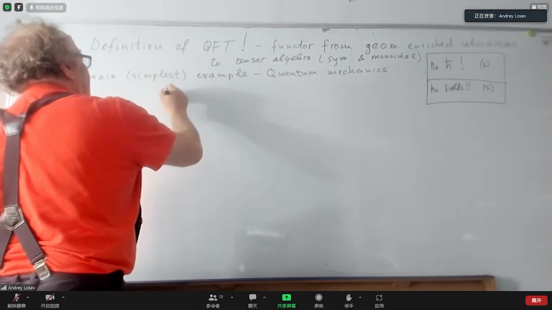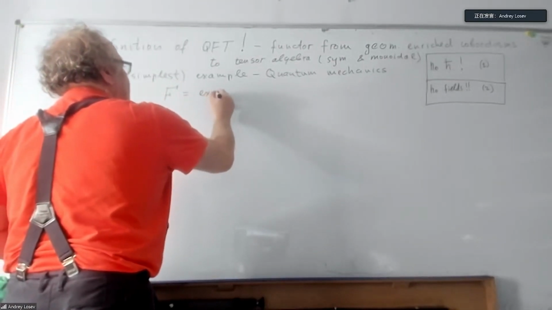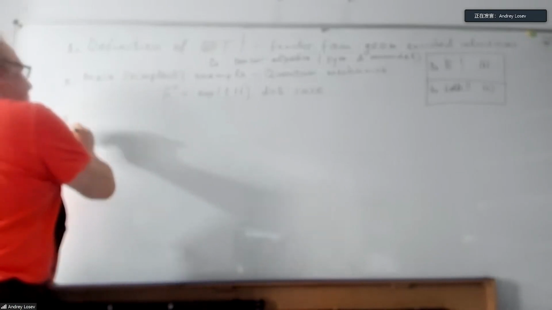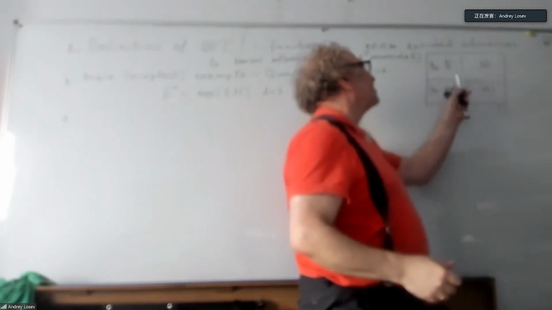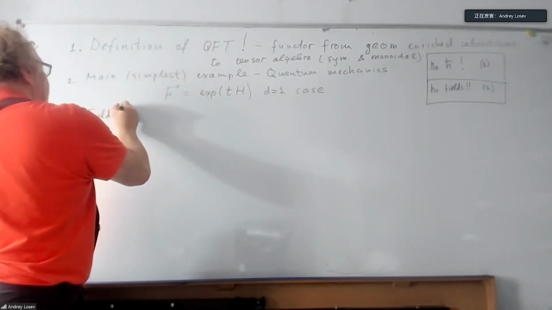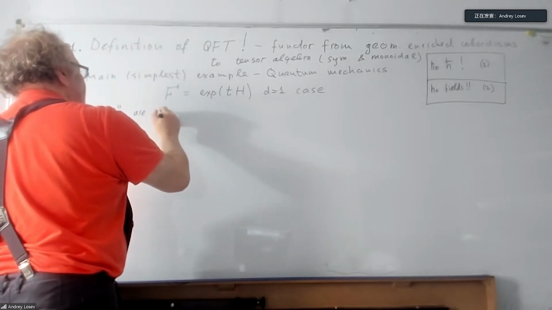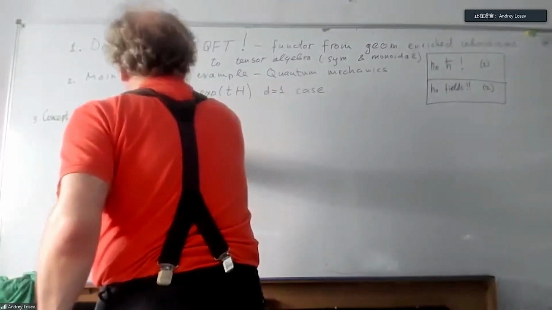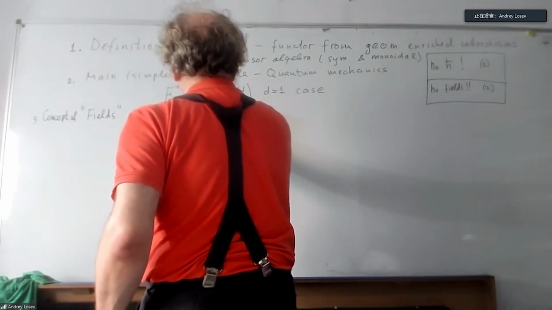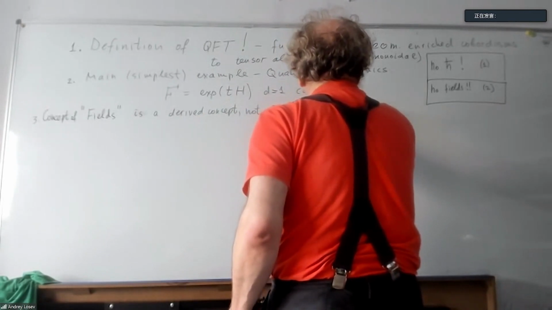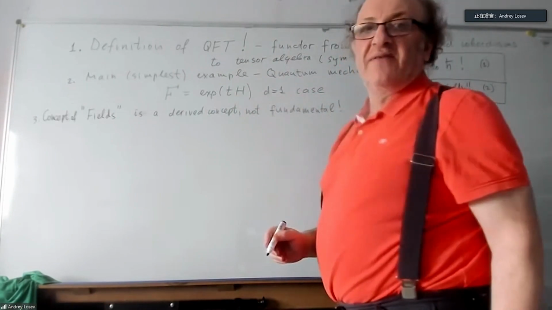So let me write here that the functor was exponential of TH, D equals 1. Point number three. Let me postpone the equation of where H bar is. What about fields? It turns out that fields, what we call fields, is a derived concept, not fundamental. You see, I put here exclamation mark signs because it's very, very important.